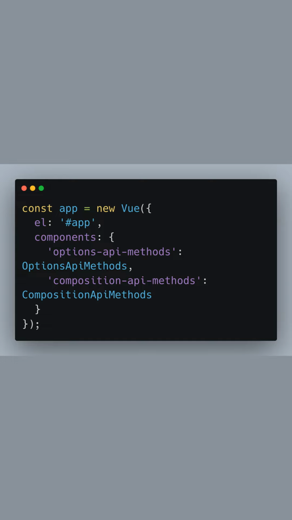Now, let's finalize the setup by creating a new Vue instance and mounting it to a DOM element, identified by #app. We register both components, one defined by the Options API and one by the Composition API. This way, we can see both components in action on the same page and compare their behavior.